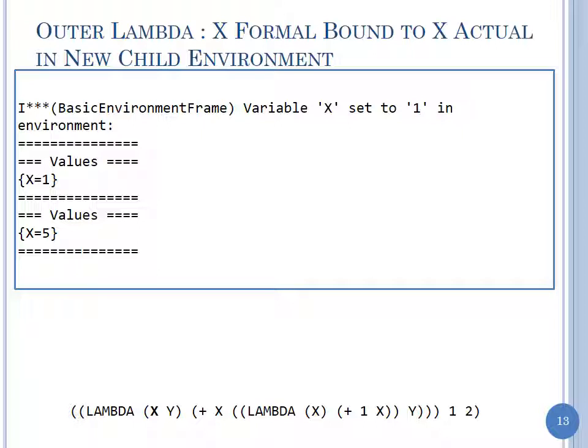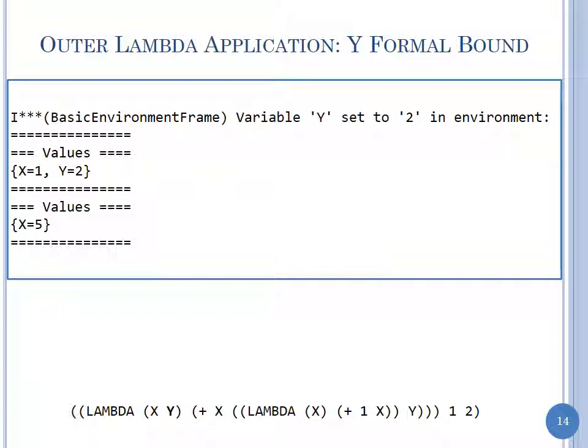I go left to right. I have two formal parameters, x and y. I set x to 1. Then I set y to 2. And that's what passing in parameters means. So I've got the environment set up. I've got the outer lambda atom. What do I do next now?